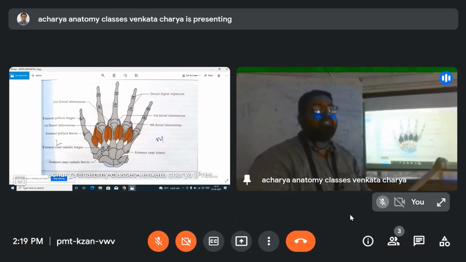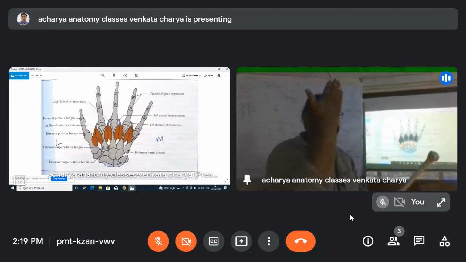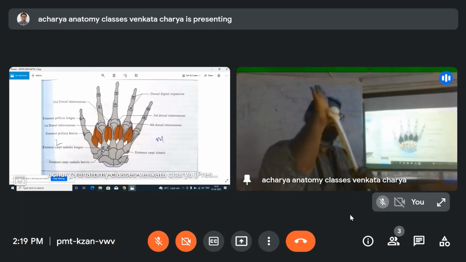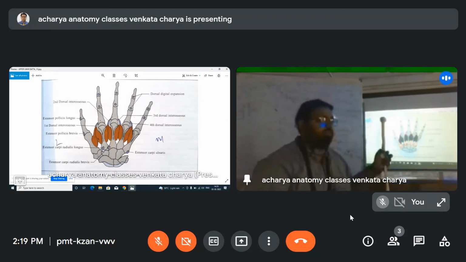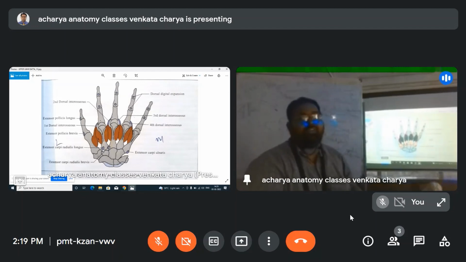Each metacarpal has three parts. Number one is the base. See here, this part is the base, this part we call the shaft, and this part we call the head. This is the head, this one is the shaft, and this one is the base. Finally, where is the extensor carpi radialis longus inserted? Into the base of the second metacarpal bone, on the dorsal surface. This is the palmar surface, and this one is the dorsal surface. Are you getting?